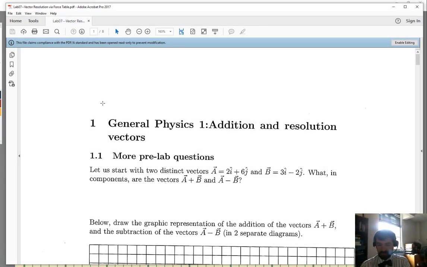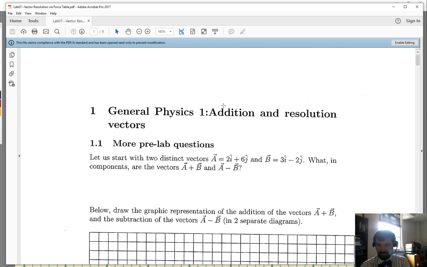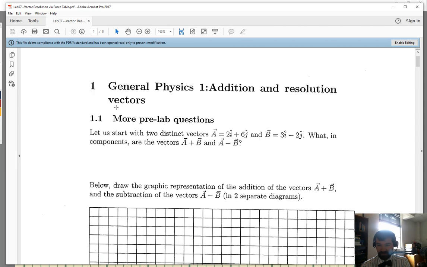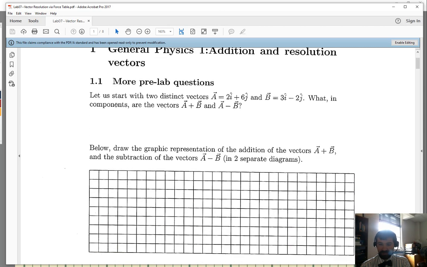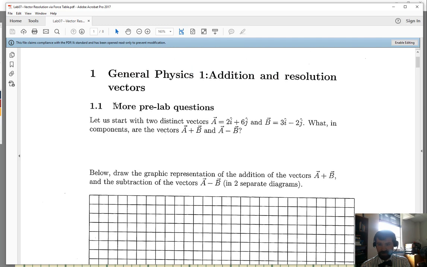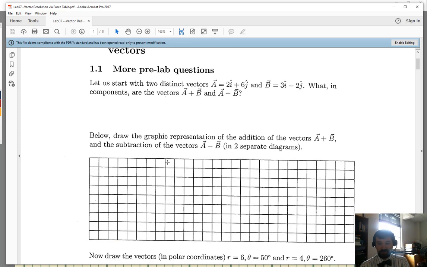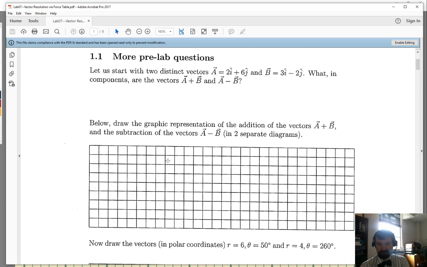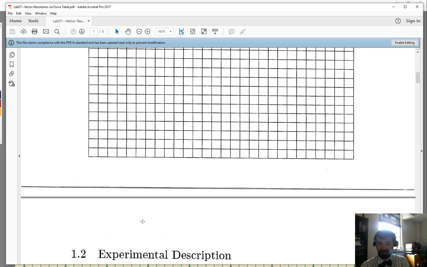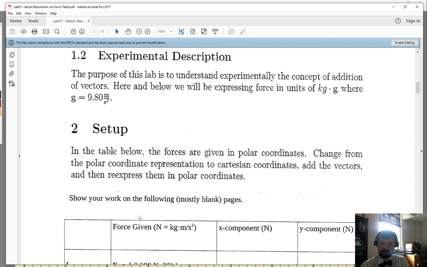This is the lab that is addition and resolution of vectors. Normally it would be the 7th or so lab out of 10. This semester it's the second in-class lab, or one of the two that we're doing on the second in-class day. It is actually a fairly quick lab in class. I'm not going to necessarily walk you through everything on this lab. You are supposed to be doing this on your own.